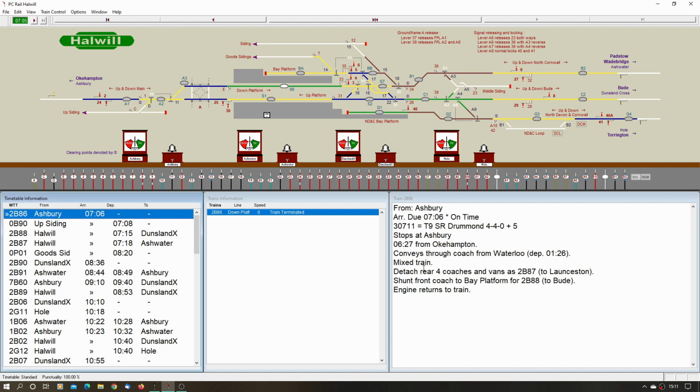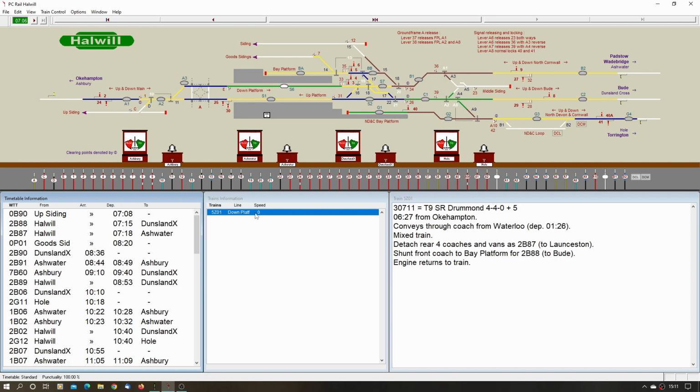Right, let me just remind myself, detach rear 4 coaches as vans. So we need to leave 4 coaches in the platform. We can redescribe that to 2B87. So we're shunting the front coaches by 34 into this platform, uncouple. Right, here we go. I'm going to do it straight away. So uncouple rear, move that there. So we've got the rear 4 vehicles, and we're going to call that 2B87.